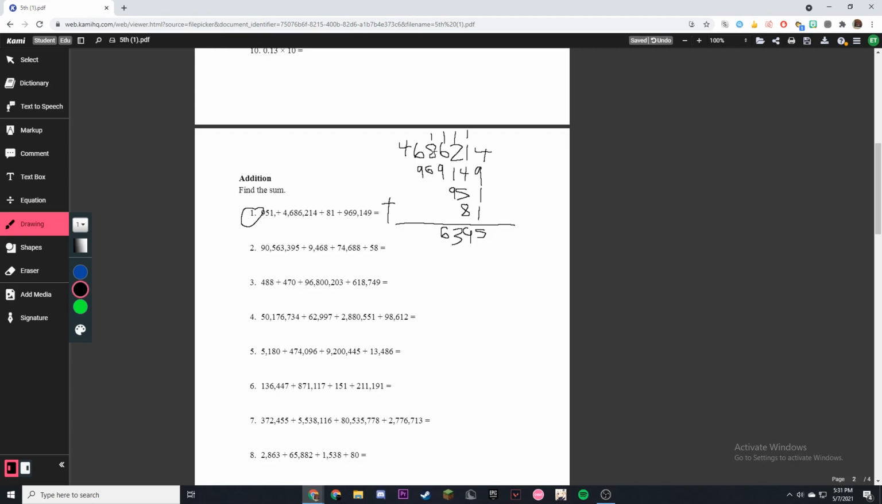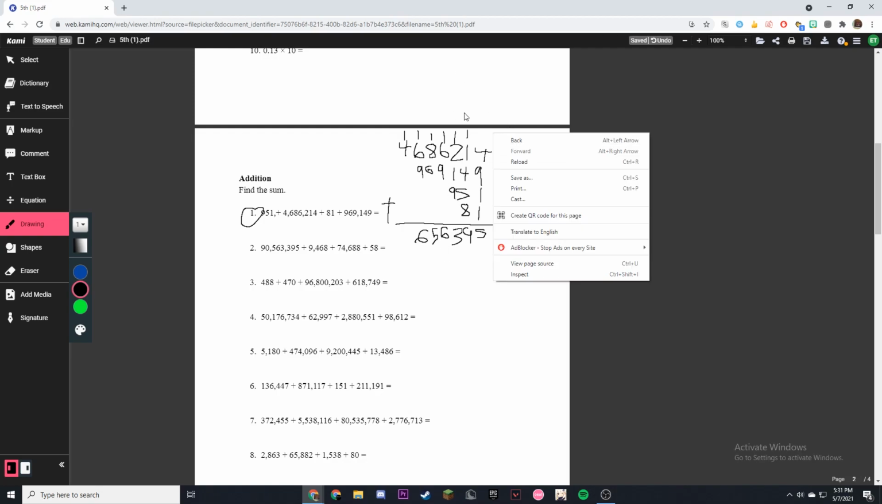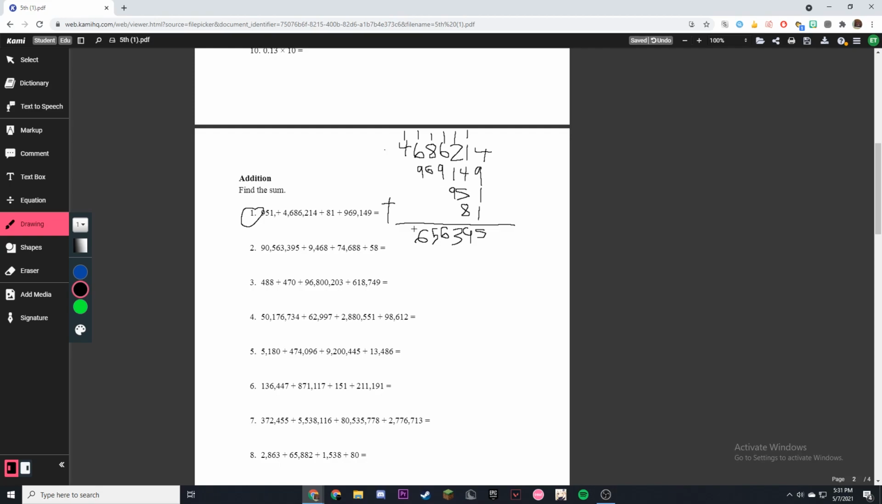Now we're adding 1 plus 8 plus 6, which equals 15. So place the 5 here, carry over the 1. We have 9 plus 6 plus 1, that equals 16. So place the 6 here, carry the 1 over here. And now we have 4 plus 1, and that is 5.